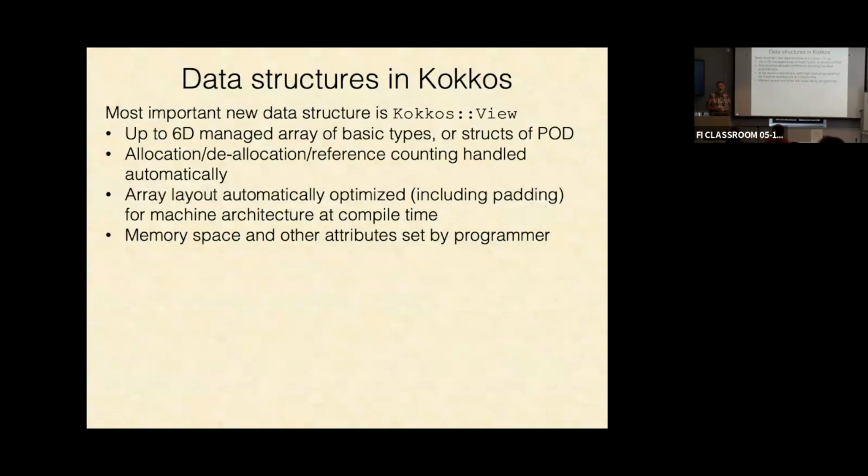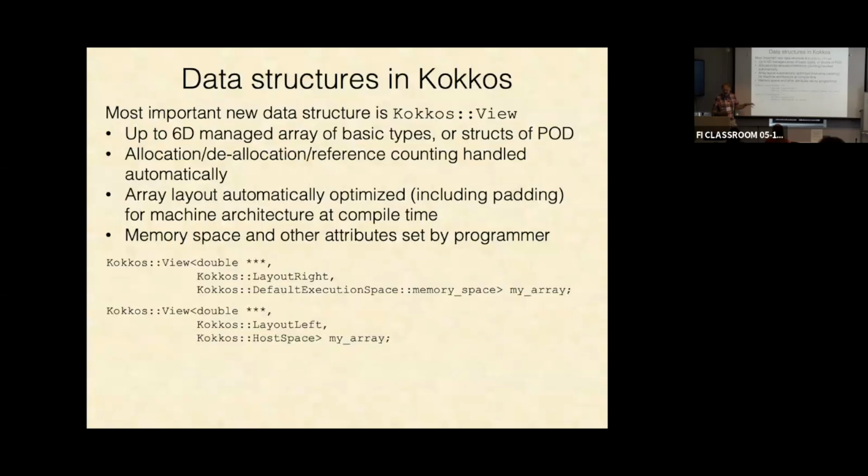C and C++ have always had a shortcoming: they don't have a native array class. Well, this implements a native array class for you, which handles allocation and deallocation and reference counting for you, all automatically. It optimizes memory layout, including padding. It does all the memory space attributes for you. And you can tell Kokkos whether you want these arrays to live on the GPU or on the host when you construct them.